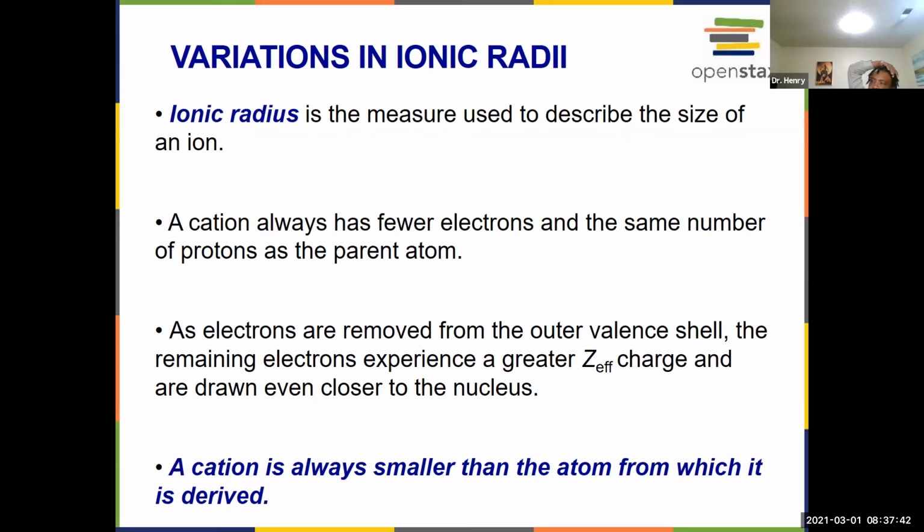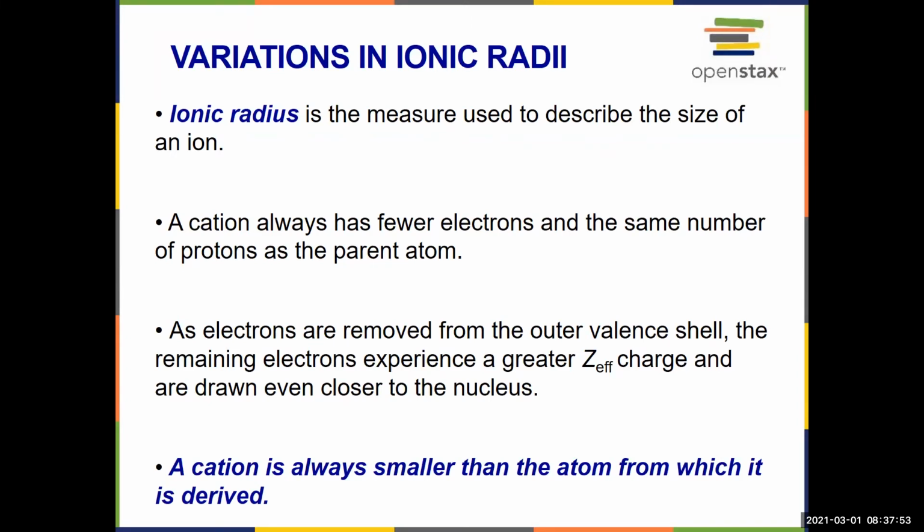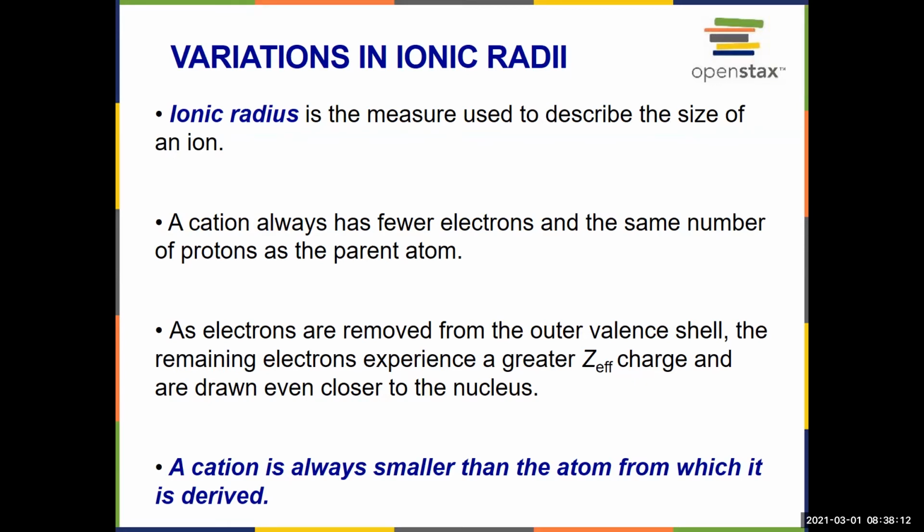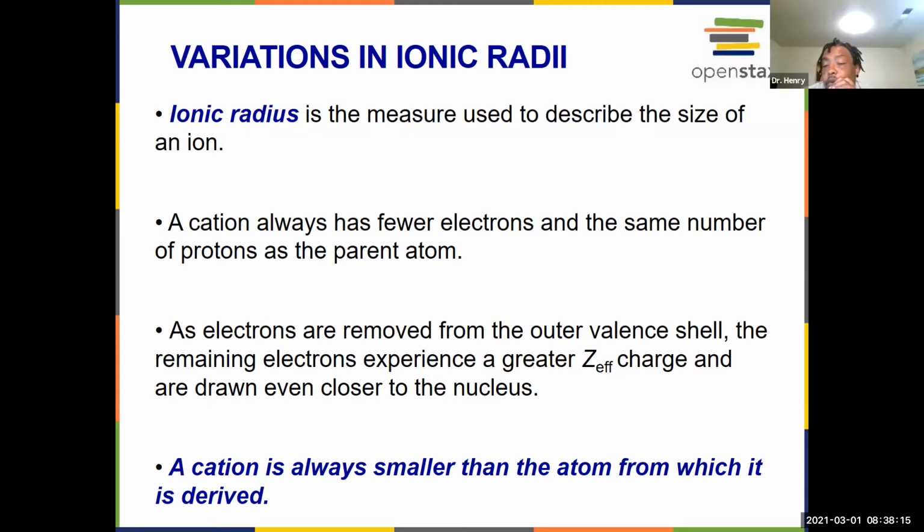Anyone want to take a guess? Will you repeat the question? I said, since cations have fewer electrons but the same number of protons, we would assume that its Z effective would be larger or smaller? Smaller. Smaller? Would the atom be smaller or larger? I mean, would the ion be larger or smaller?